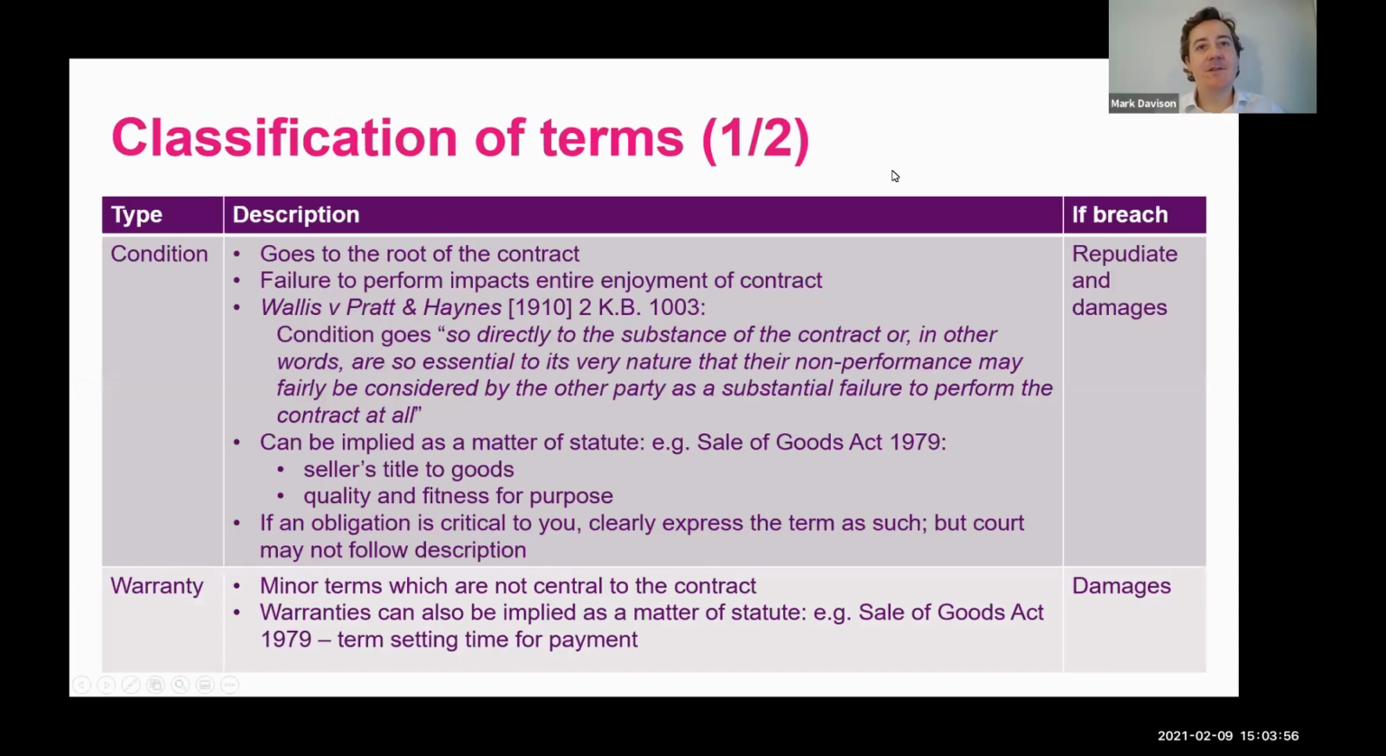Okay, so the first type of term that we're going to look at today are conditions. Put simply, a condition is a major term of a contract which goes to the very root of the contract itself. Basically, if a term is regarded as a condition and it's then breached, the effect of that is that the innocent party is entitled to repudiate, basically bring to an end or terminate, as Eric put it, the contract, as well as claim damages for the loss which flow from that breach.